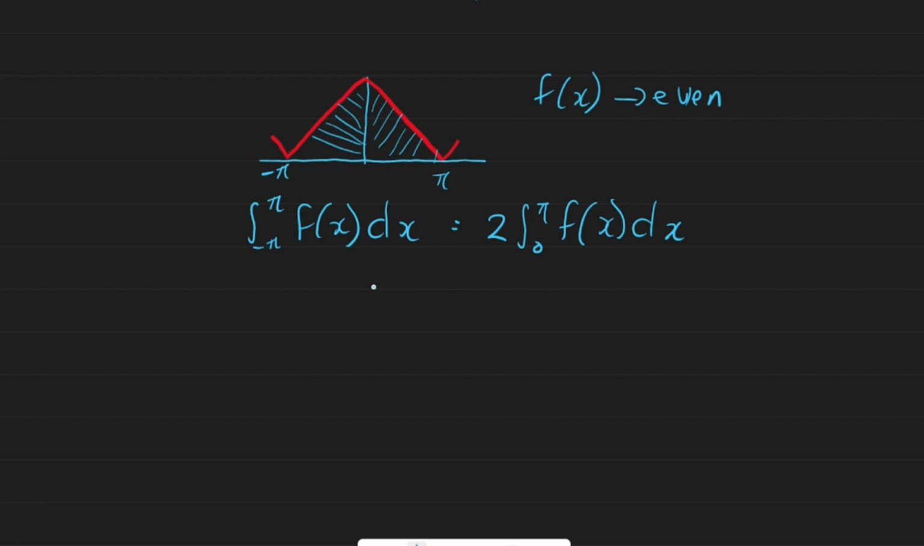Conversely, if we look at odd functions, and if we look at something like that being an odd function, it's an odd function because it's symmetrical about the point of origin. And now we're integrating from minus pi to pi. And here we're saying that f of x is an odd function.